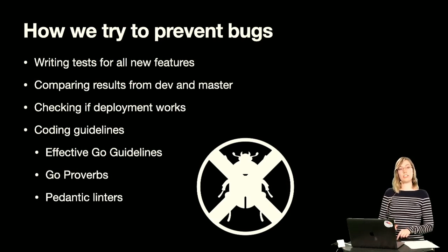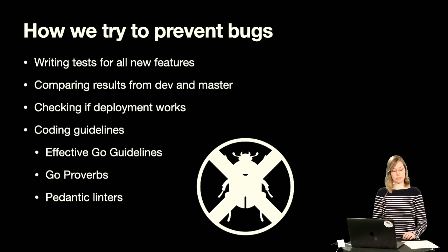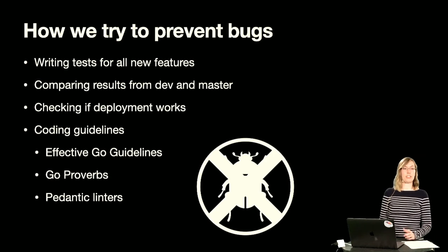And if there are different results, as in the fitnesses from the same file and the same request are different, or one takes a lot longer than the other, we do have to check that. And we also have to check if generally just the deployment works. We also have pretty strict coding guidelines, so we generally like to go after the Go proverbs and the Effective Go guidelines. We also use very pedantic linters to have a very clean code base, and this is just generally how we try to make this all a bit cleaner and try to prevent from failing the system.